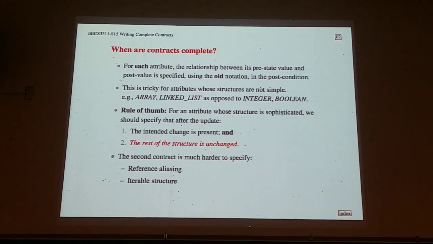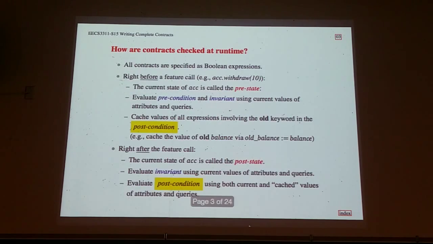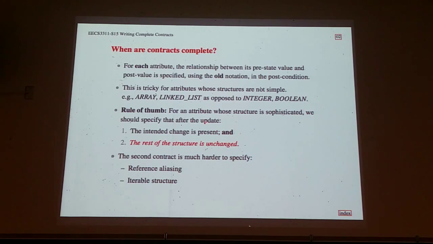Okay, so we talked about complete contracts. It's important that if you have a number of attributes in your class, you say something about them in your postcondition. Maybe you have a tag, and you say for this particular attribute, this is how it should be changed or stay unchanged after the feature, either command or query. And the tricky thing is, if you have a sophisticated structure, how can you make sure the rest of the structure didn't change?